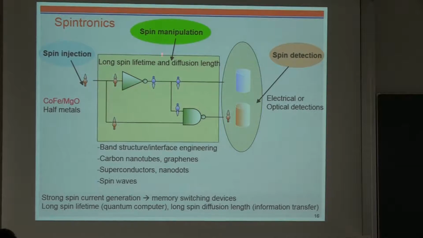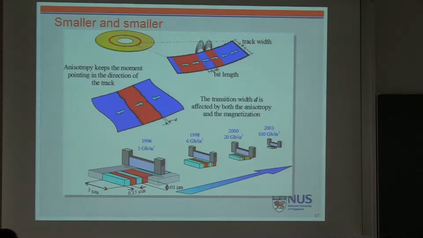So once we manipulate it, finally we want to detect. Of course, we can use electrical or optical detection to look at the information. Okay. So the very successful major application of spintronics is reading sensors in hard disk drives, and this is magnetic media. And ever since IBM showed the first hard disk drive, we keep shrinking the bit size, and the related reading sensor should also be shrunk.